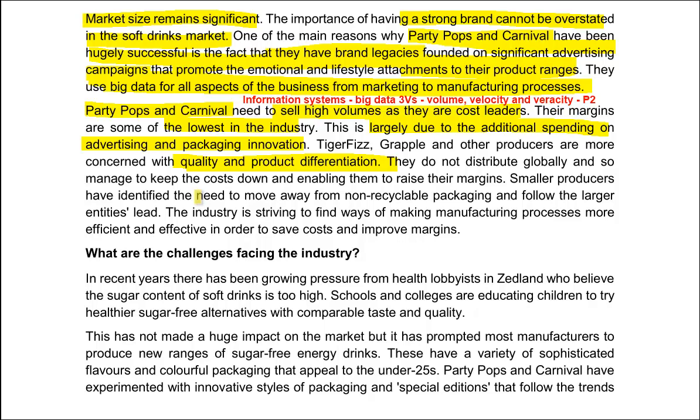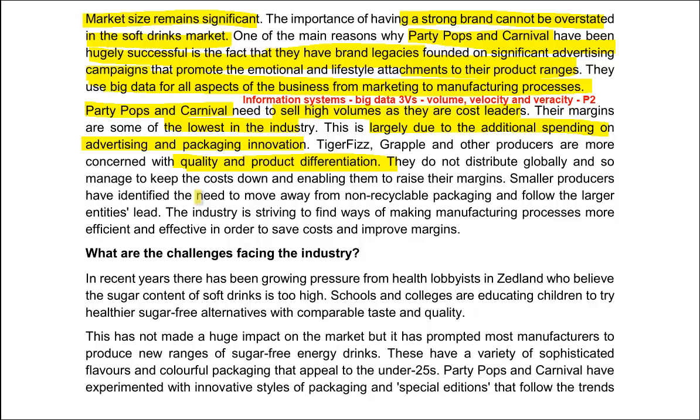And if Grapple were to have a big conglomeration with Tiger Fizz by acquisition, for example, they would be very attractive as a listing because investors want high returns. Now, if they're looking for quality and product differentiation as their strategic focus, they are likely going to have greater margins, which means more profit, which means happy investors, and that ultimately means more investment. So, it seems like a very key opportunity.